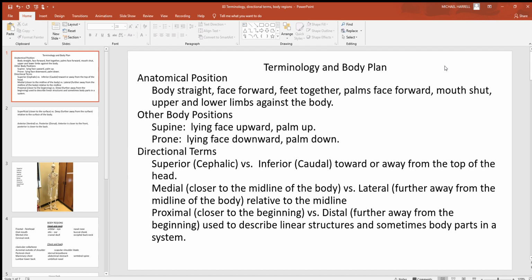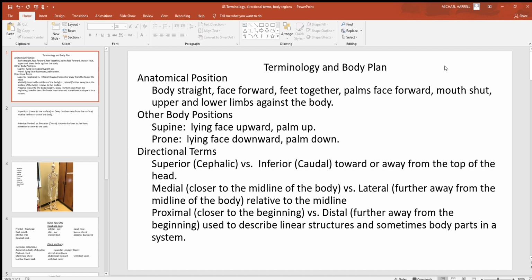Now, the body needs to be nice and straight, right? You don't have to be standing. A person can be lying down on their back. They can be hanging upside down from their feet, whatever. It wouldn't matter. But make sure the body's as straight as possible. You're facing forward. Your feet are together. Palms are facing forward, right? A lot of the time we hang our upper limbs at our sides and put those palms to the back, but they want to be forward in this position. Don't forget that. Mouth closed, upper and lower limbs are against the body. In other words, you pull them in as close as you can.